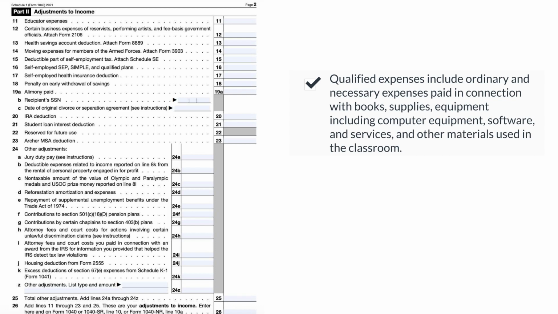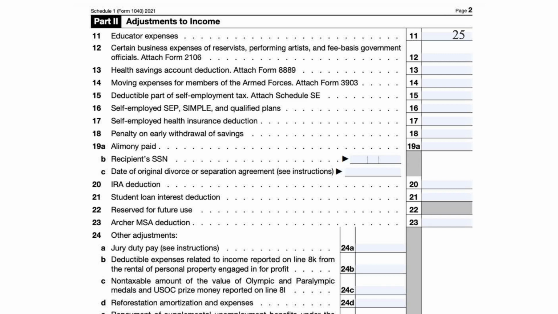Emily's expenses were for science supplies, so she can deduct this on her Schedule 1. However, only $250 of the $950 she spent is deductible. So we're going to write $250 on line 11 of Schedule 1.